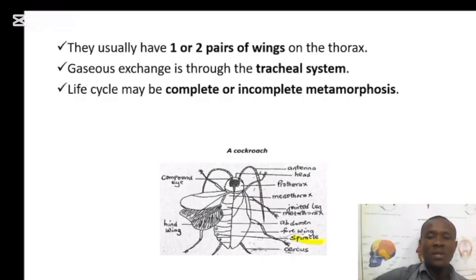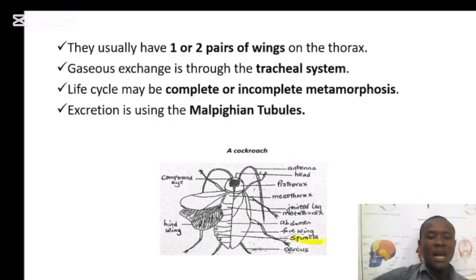Metamorphosis is a separate topic that we have to discuss in another tutorial. They use their malpighian tubules for excretion. So excretion is the process by which metabolic waste is removed from the body of an organism.